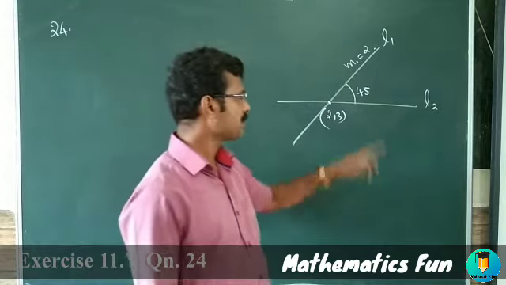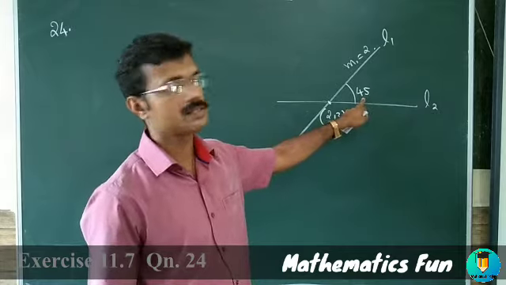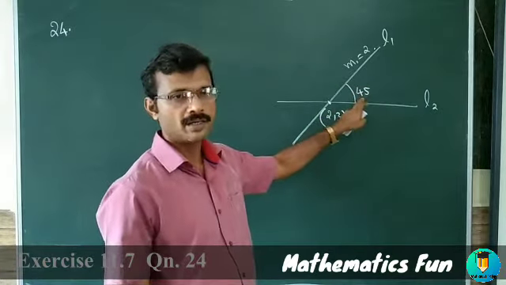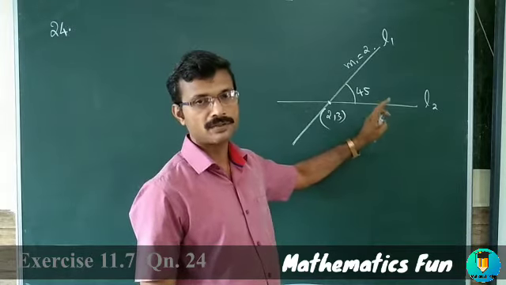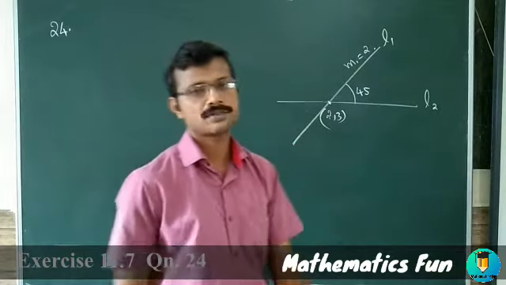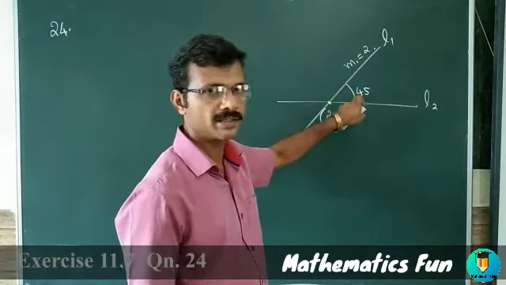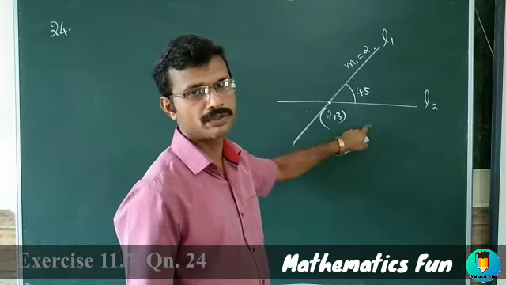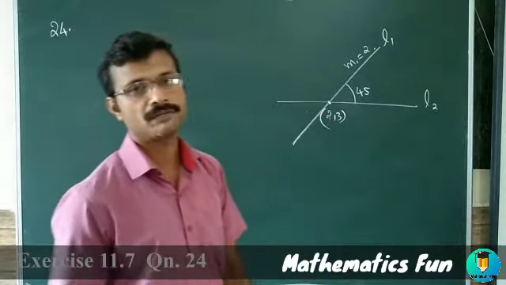So what can you do? The angle between lines is given, and we know a formula for the angle between lines. With the support of that formula, we will find the slope of the line L2. Now if we know the slope and we know the point, then we can write down the equation of L2. So first, with the help of the angle between lines, we will find the slope, and with the help of the slope and point, we will find the equation of L2.